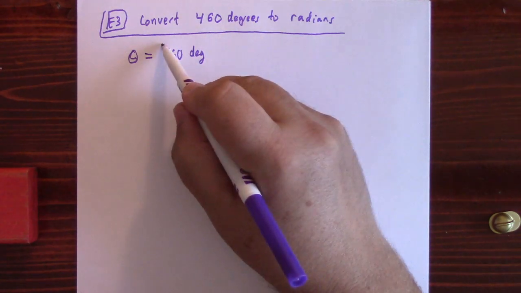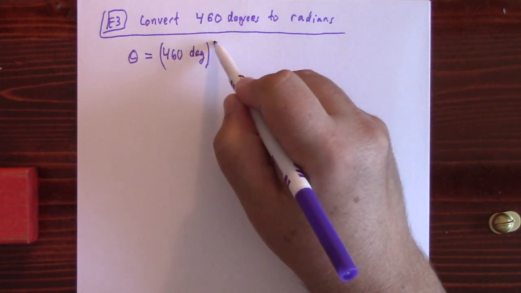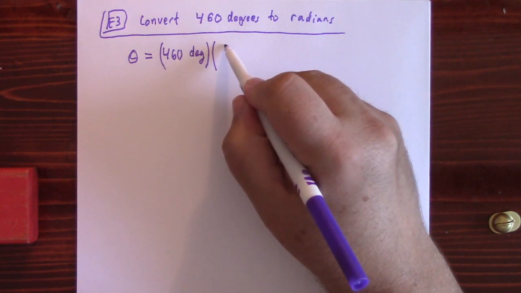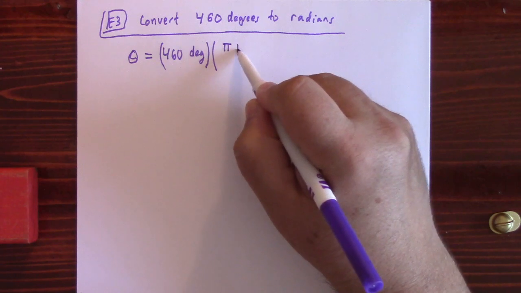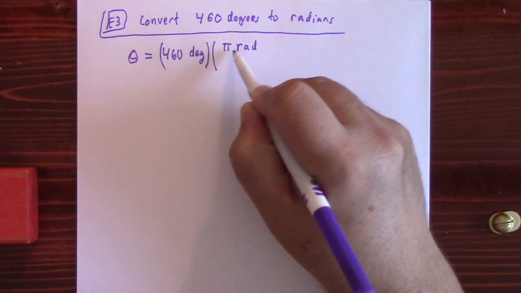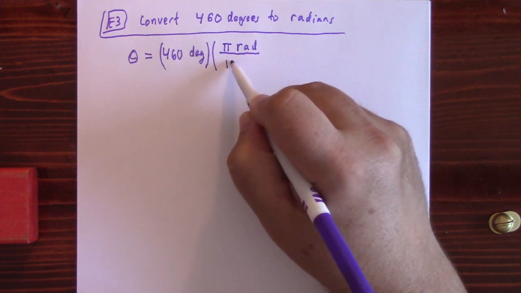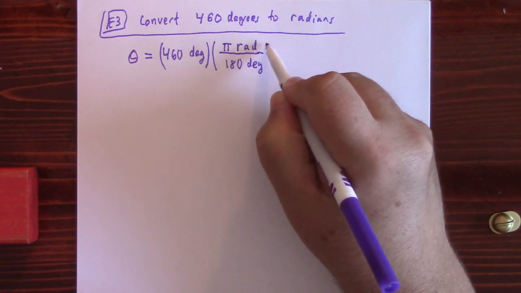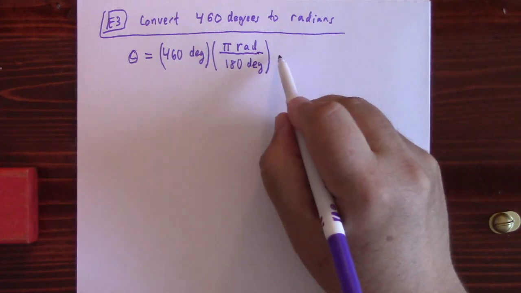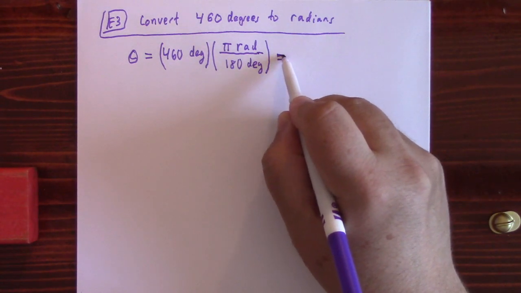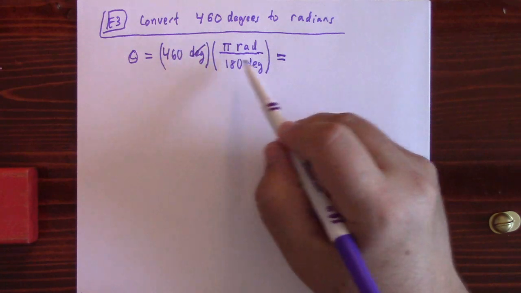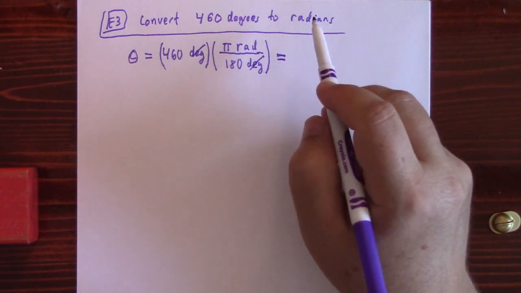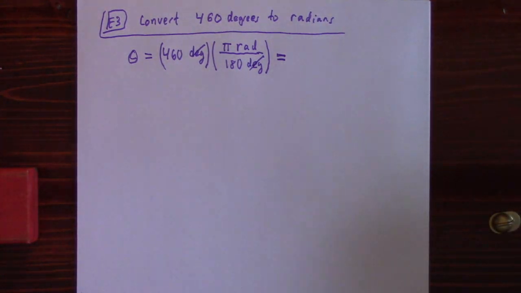So 460 degrees, I'll multiply by 1. So I want to change from degrees to radians, so I'm going to put pi radians up top and I'm going to put 180 degrees down bottom. This of course is multiplying by 1, and it's also known as a unit conversion factor. Degrees will cancel, and I need to go get my calculator.